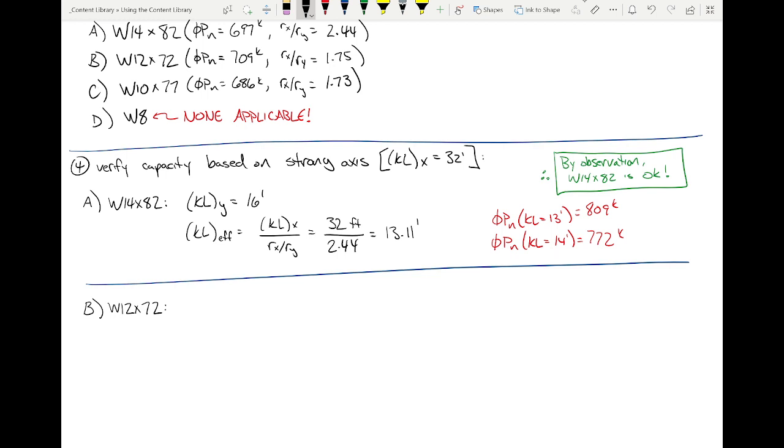All right. So for the W12 by 72, we have KLY again, 16 feet, but the KL effective is KLX over RX over RY. So 32 feet, but now we have a different RX over RY. We have 1.75. That's a unitless value. So what's this? 18.29. Do I have a second?